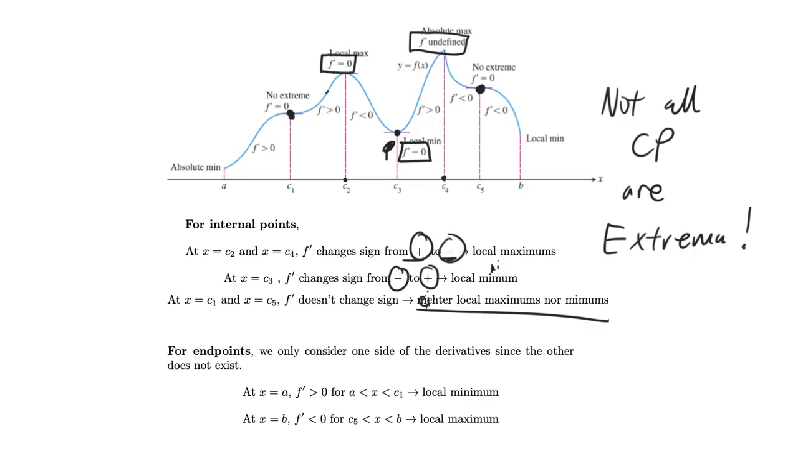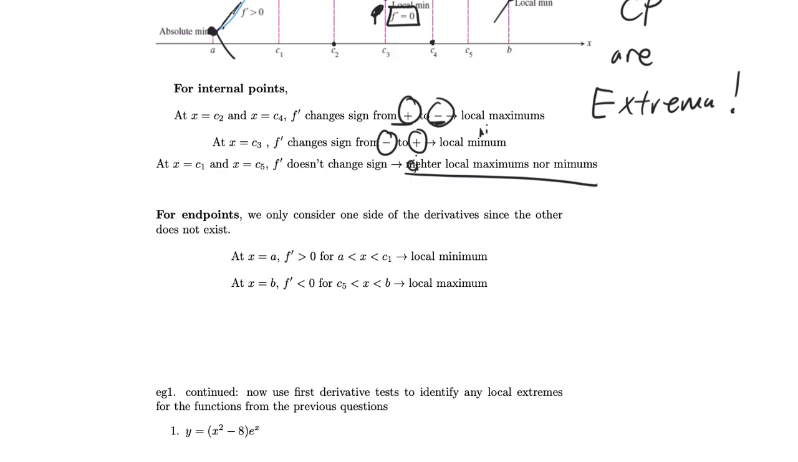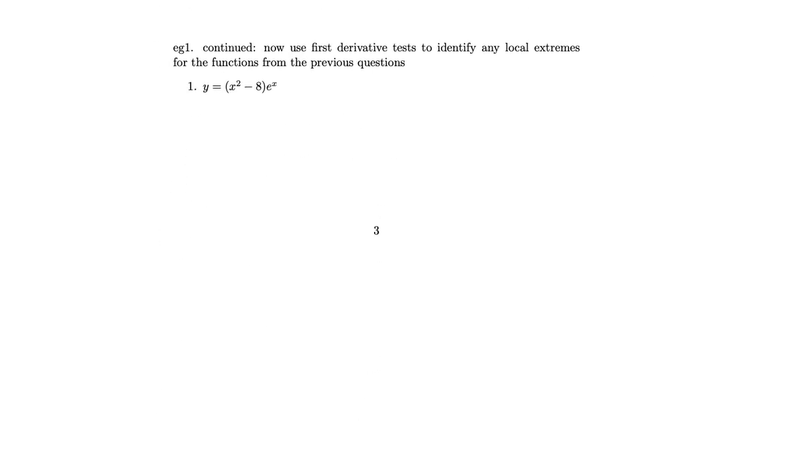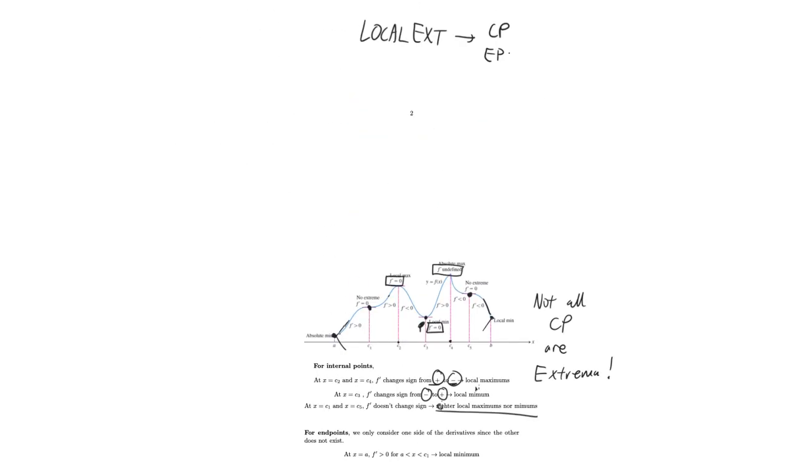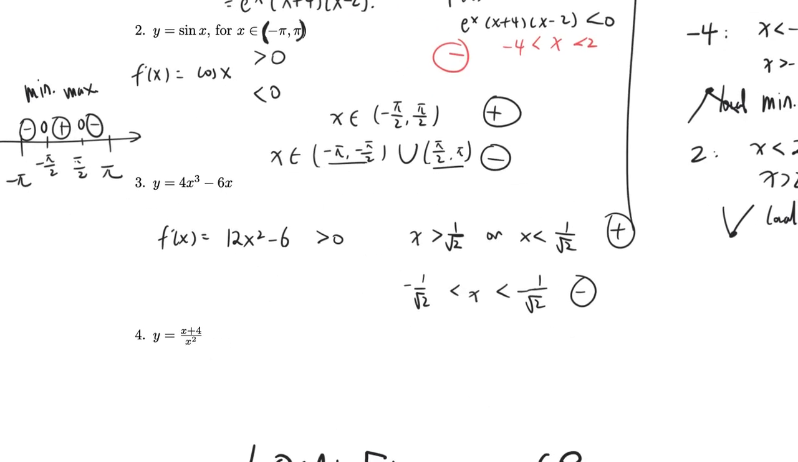Endpoints are very special. We look at basically the one side that exists around it. So for example, for a left-hand endpoint, if the right-hand side is increasing, then it's a minimum. If the right-hand side is decreasing, then it is a maximum. We can apply the very same reasoning here, as we already did. I'm going to scroll back up and do one more example just to show you.